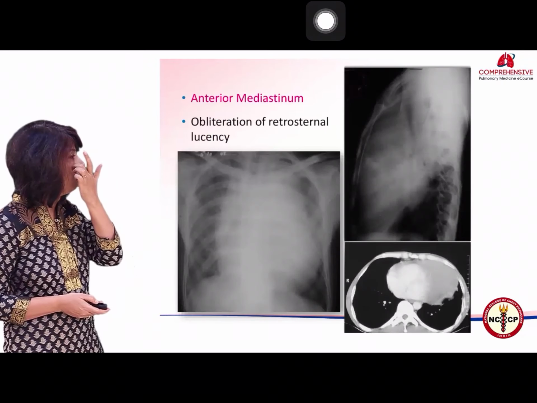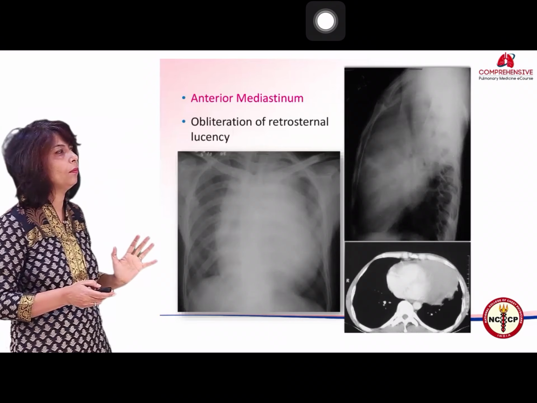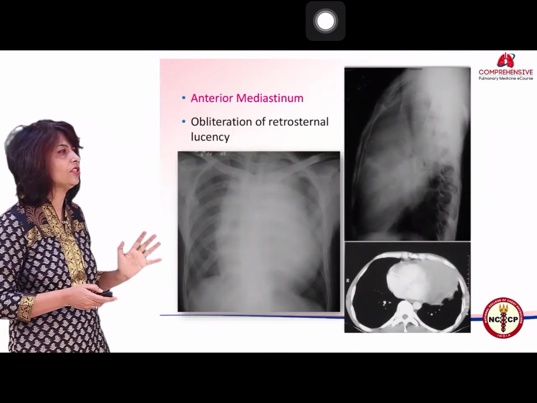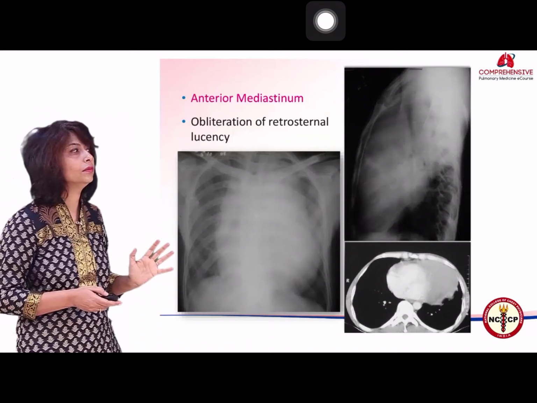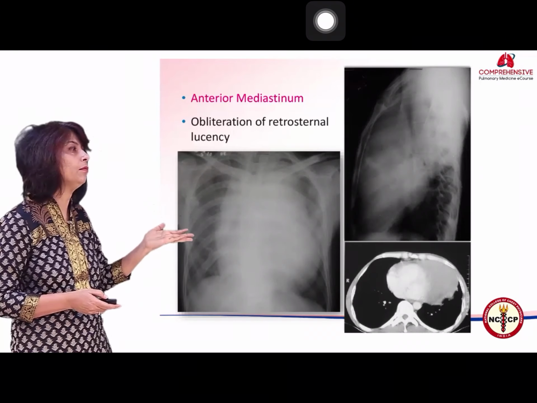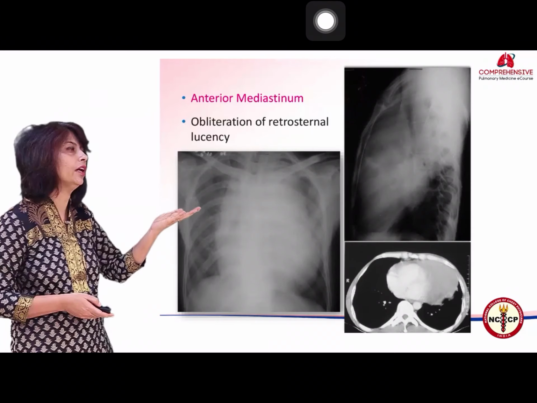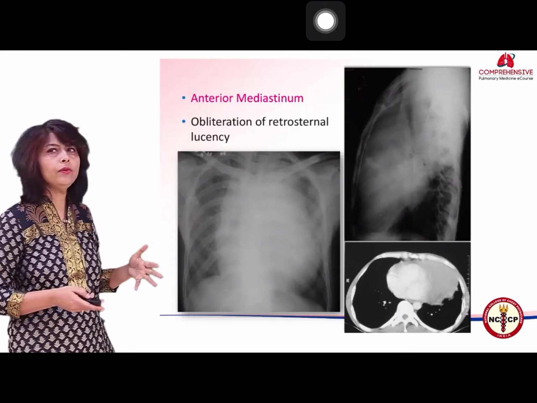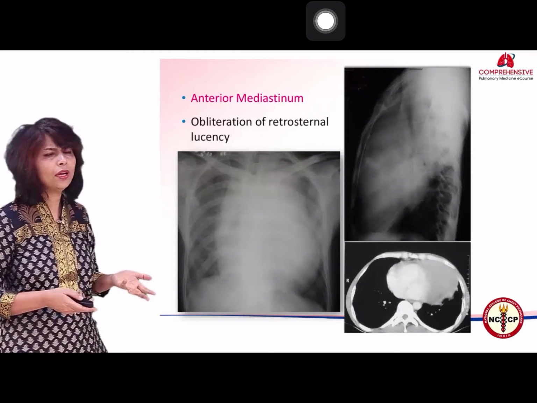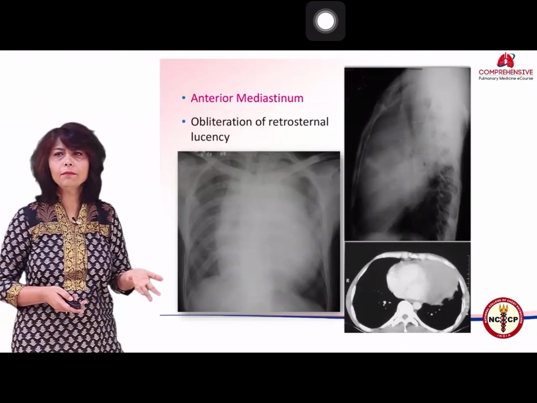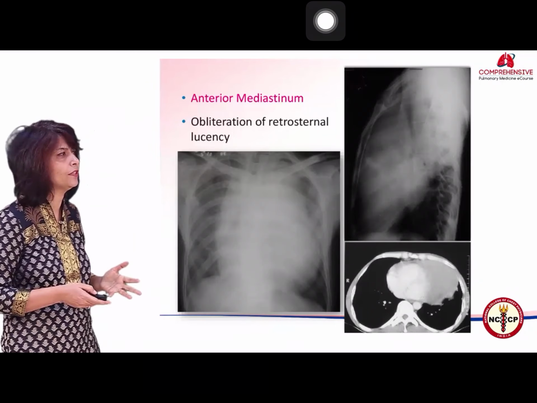Then what happens in this mediastinal widening? Both sides the silhouette is gone. Right heart border can't be made out, left heart border can't be made out, the aortic knuckle can't be made out. So how do we say it's anterior or posterior? Because it's a multi-compartmental mass which may be silhouetting multiple structures.